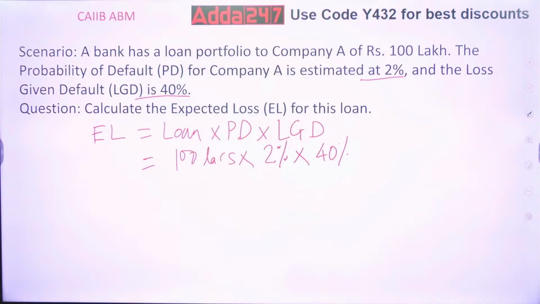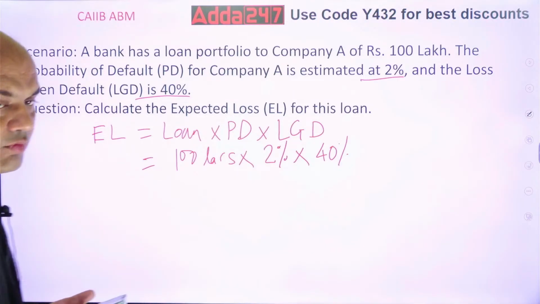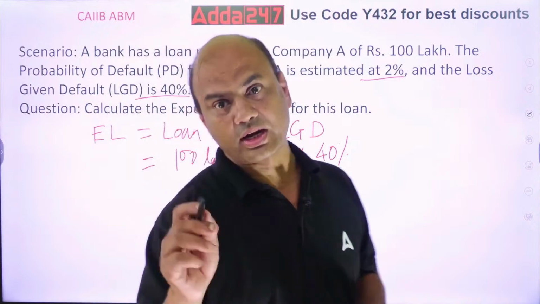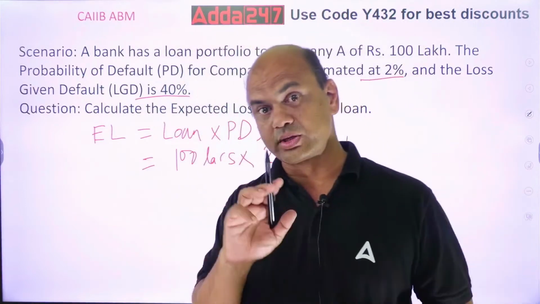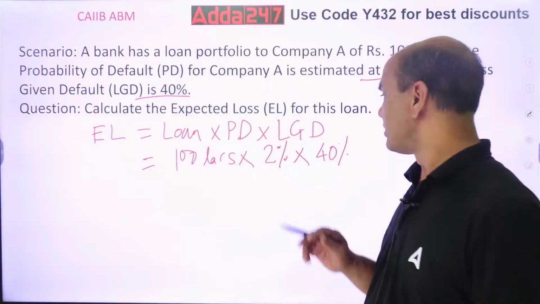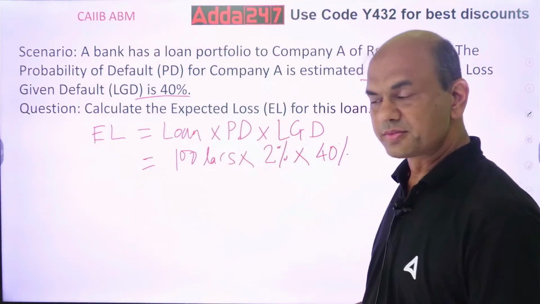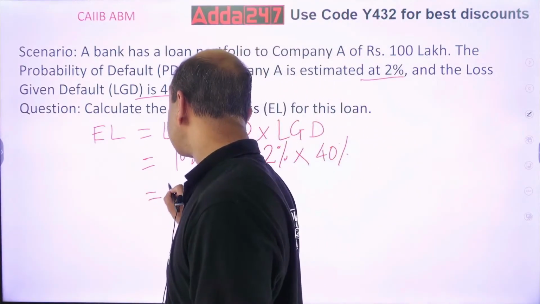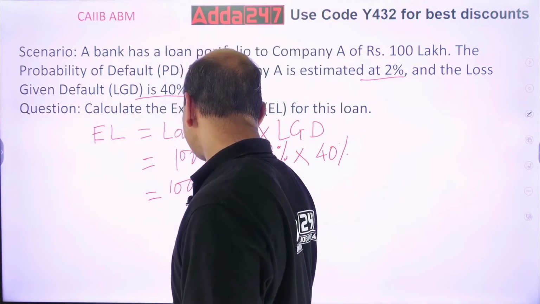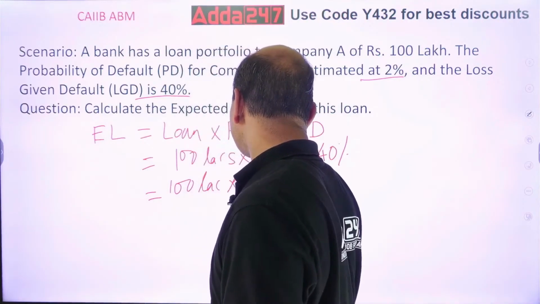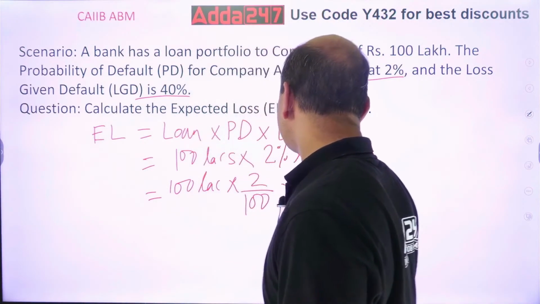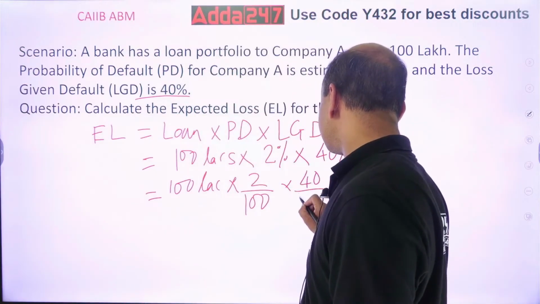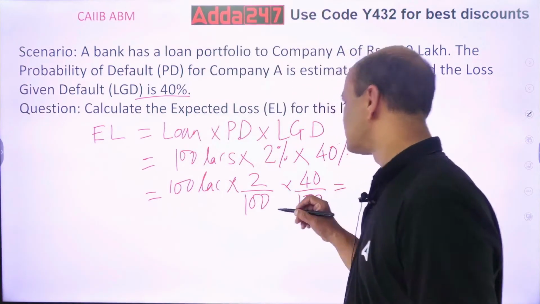Kindly don't do it manually, okay? Always try it with a calci. Why am I telling you? Because don't try it orally, like 40 into 2 being 80. Don't do this, because you will go wrong in this. Whenever you are calculating percent, kindly note this: 100 lakhs into 2 upon 100 into 40 upon 100. See, upon 100 creates a lot of difference.